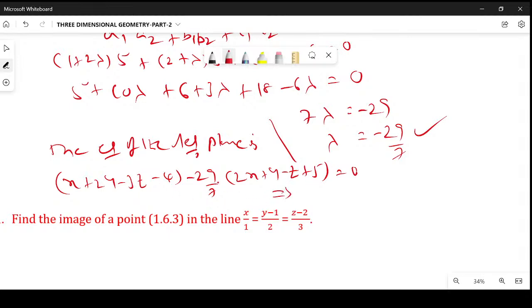You can simplify 7x minus 54. This will become finally minus 51x, minus 15y, and like this you can simplify, plus 50z, minus 28 and minus 29 into 5, it comes minus 173 equal to 0.